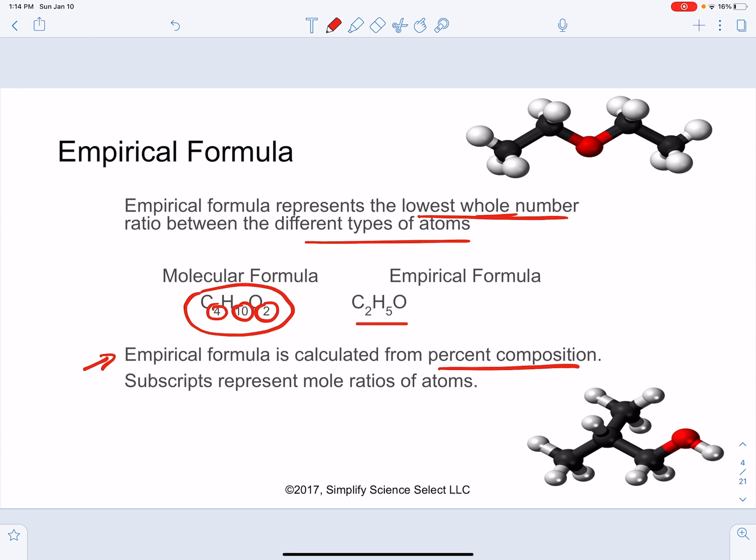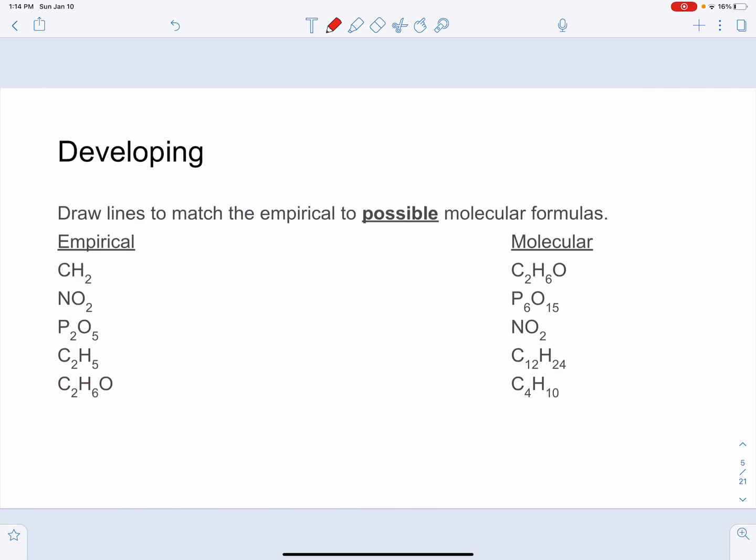Now, the key concept to understanding how to work with empirical and molecular formulas is to make sure you understand that the subscripts in any kind of formula are the same thing as mole ratios between the atoms. So let's see if we can determine molecular formulas and empirical formula matches.